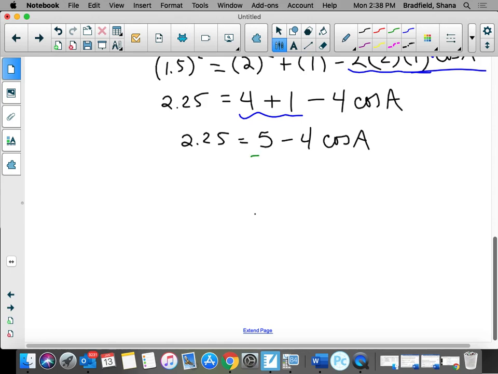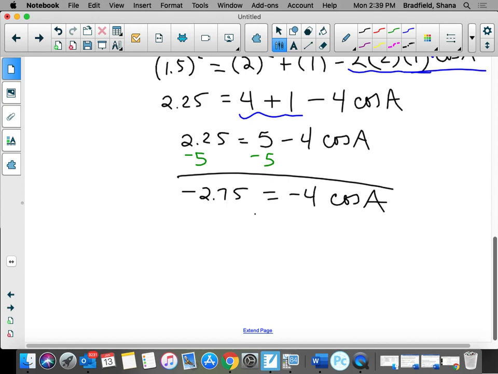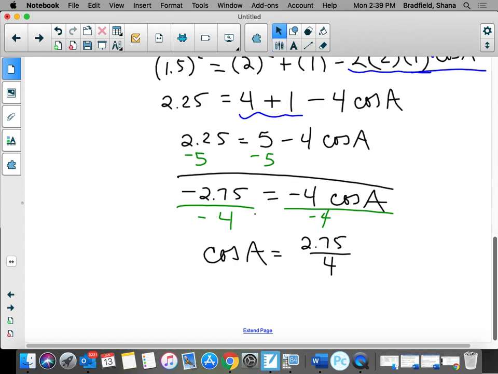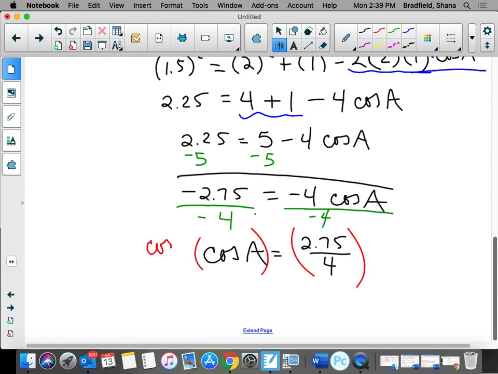And so I'm going to subtract 5, which gives me negative 2.75 equals negative 4 cosine of A. Okay, and then we'll divide by negative 4. And I'm not going to divide this all the way out, but I can simplify the negatives here. 2 negatives make a positive. Just leave it like that because we're really concerned about A and not what 2.75 divided by 4 is. And then I'm going to do inverse cosine because I want A, not cosine of A.